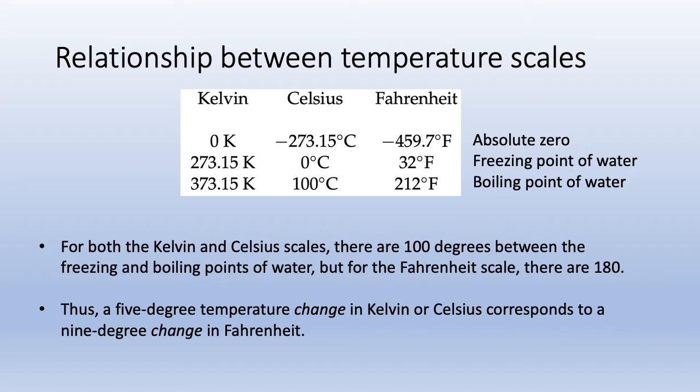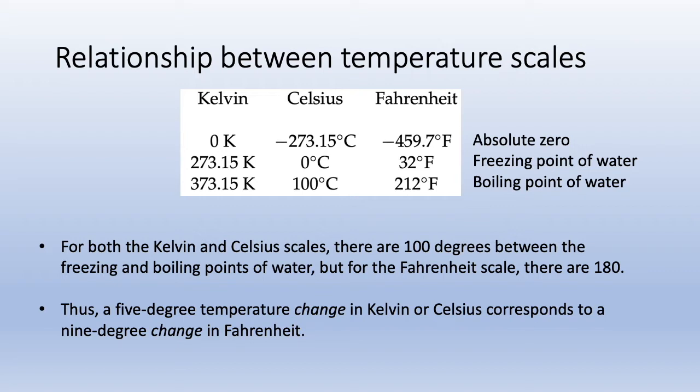So again, you're seeing that all we've done here is shift the 0 point from the freezing point of water to absolute zero to get from Celsius to Kelvin, while keeping the 100-degree interval between freezing and boiling the same. Fahrenheit uses smaller degrees, and so we have 32 being the freezing point of water, 212 degrees being the boiling point of water. That's a 180-degree difference between the 2 points, and we have to get to minus 459.7 Fahrenheit to get to absolute zero.